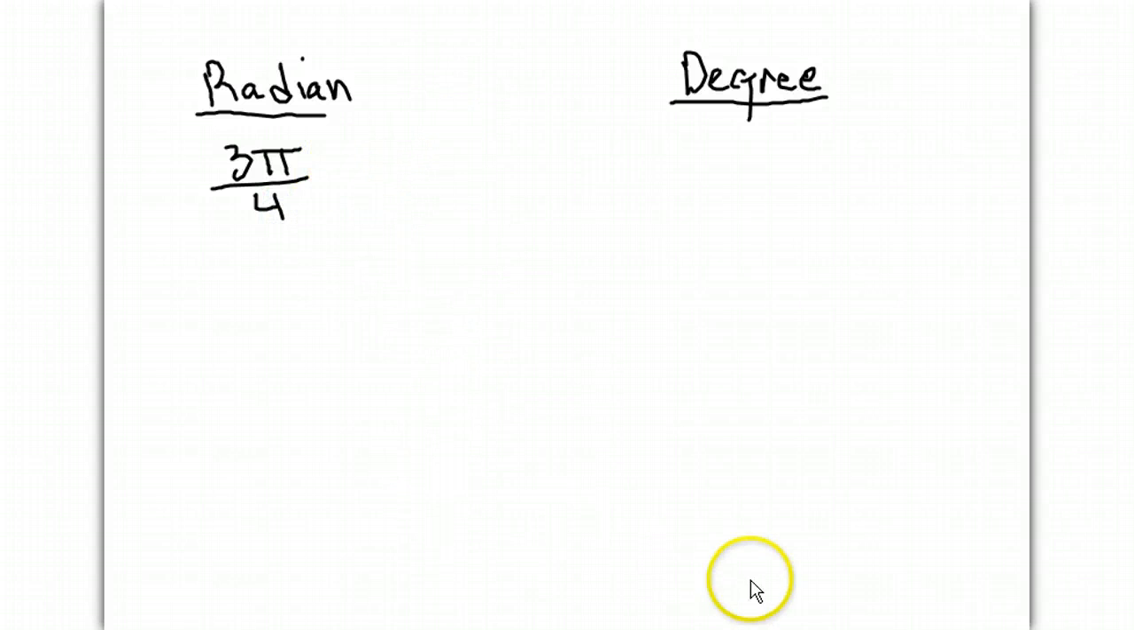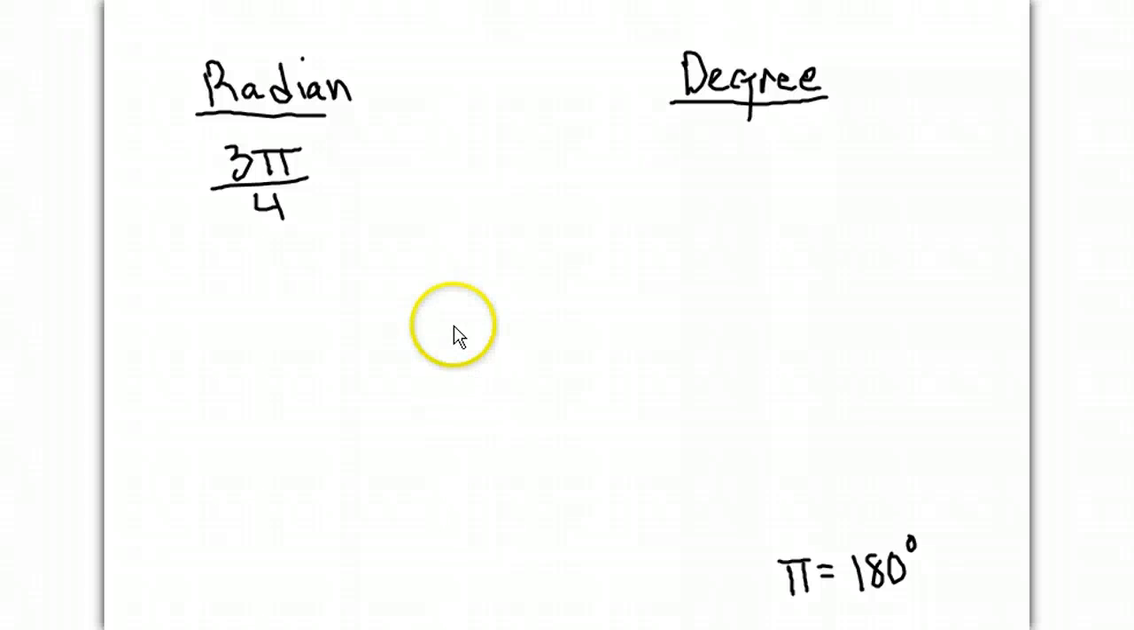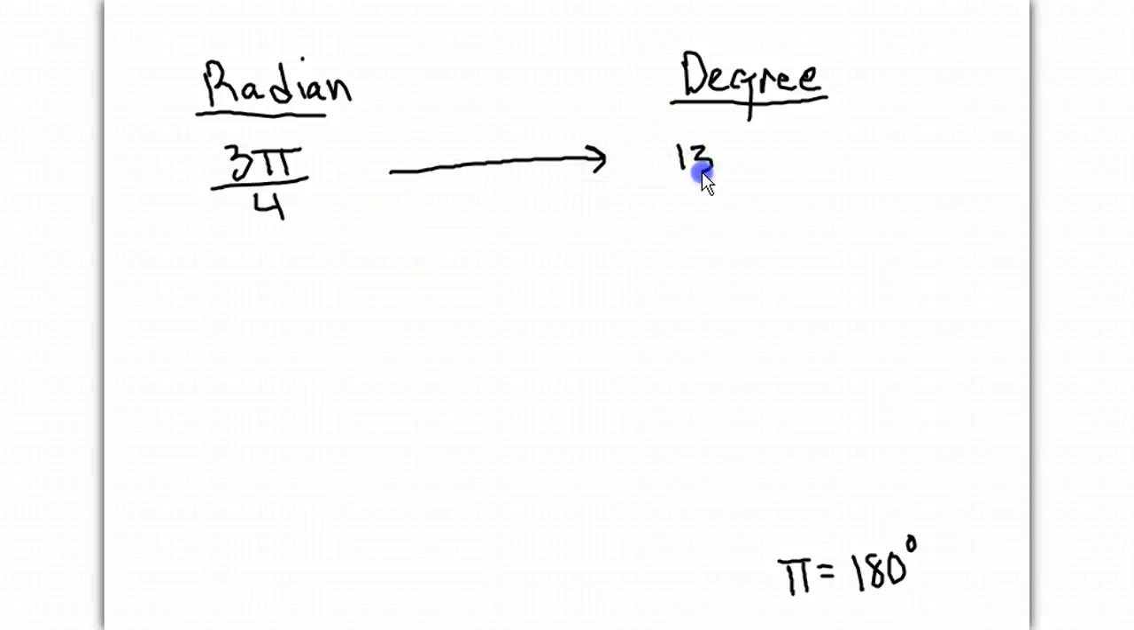Well, you may know, pi is equal to 180 degrees in trigonometry. So if you have 3 pi over 4, you really have 3 times 180 divided by 4. When you take 3 times 180, that will give us 540, and we divide it by 4, that comes out to 135. So 3 pi over 4 is equivalent to 135 degrees.